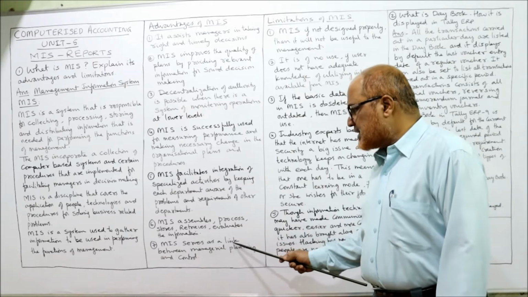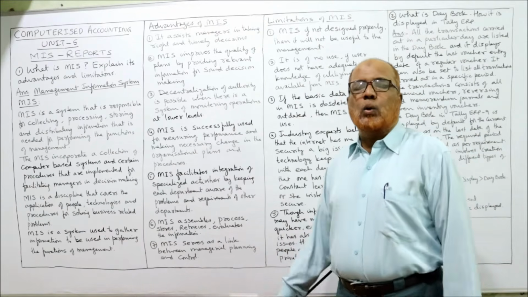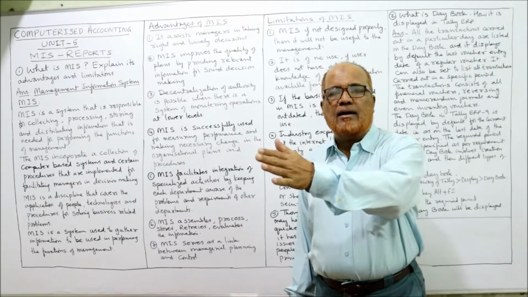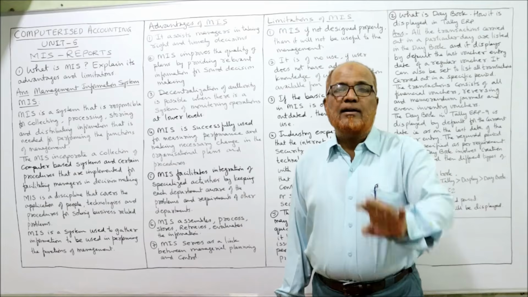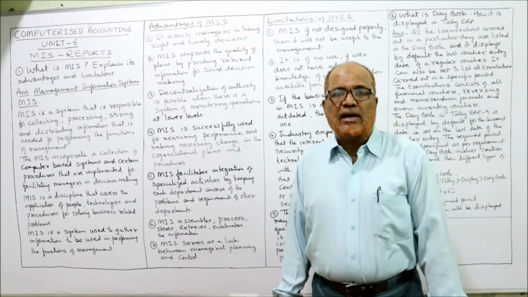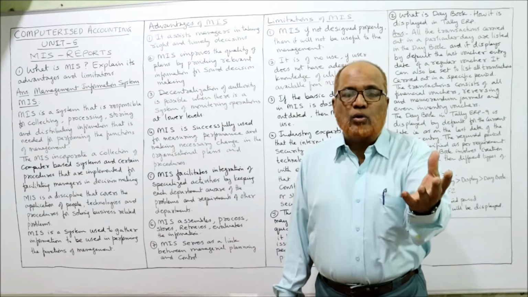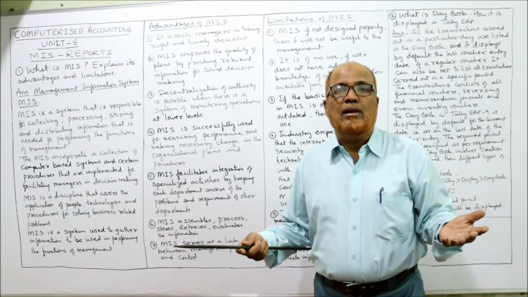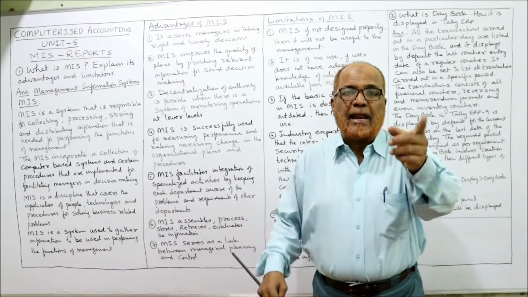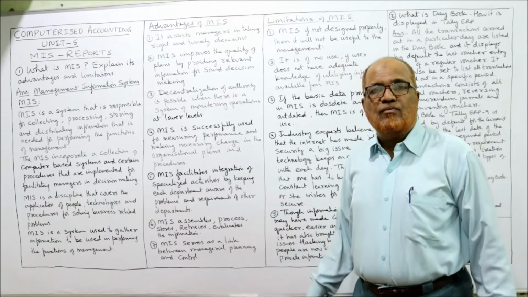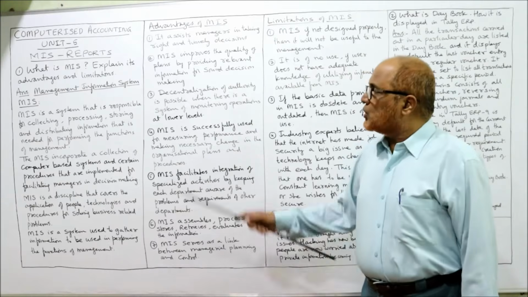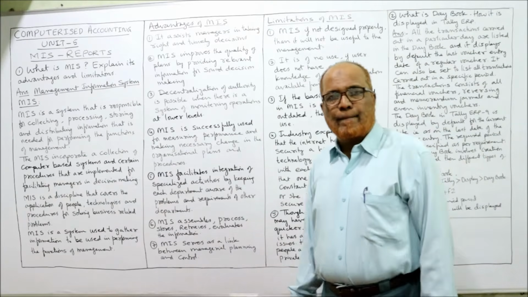Lastly, MIS serves as a link between managerial planning and control. The two main functions of the management are planning and control. Both are dependent on one another. If there is planning and no controlling, then planning is a wasteful activity. And controlling without planning is not at all possible. So we need planning, we need controlling. There should be a link between planning and controlling. And this MIS will make the link between planning and controlling. Both will be successful. So these are some of the advantages of MIS.